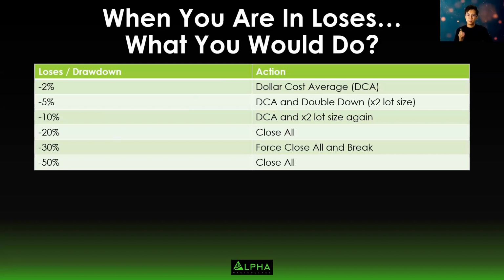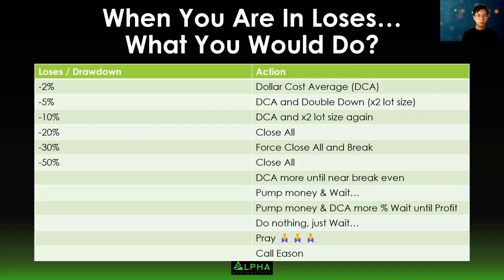Now, let's open up discussion. Let's say that you are stubborn. You don't want to listen to me. You still continue to hold your trade. Wait, the market will recover. What can you do? I give you a few options. If you are in drawdown, option number 1, you choose to close all. Option number 2, dollar cost average, meaning that you buy more, buy more, buy more, and only close at break even. Number 3, get my credit card, swipe it, pump in more money, and wait.